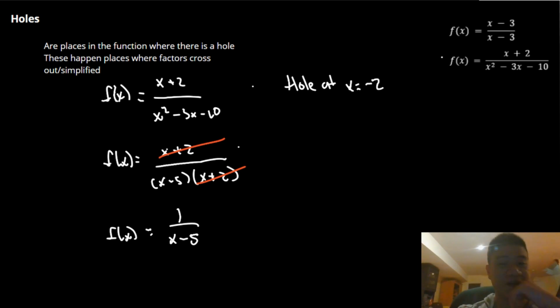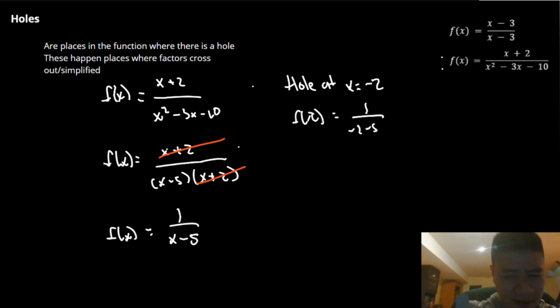Nice. And then we can find out the coordinates of our hole, the y coordinate, by substituting the x coordinate into the simplified version. And that will actually help us find where the hole is. So this is f of negative 2 equals 1 over negative 2 minus 5, which is negative 1 over 7. So our hole is going to be at negative 2, negative 1 over 7.